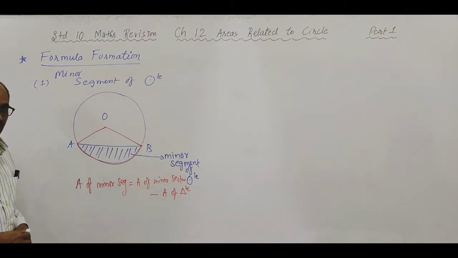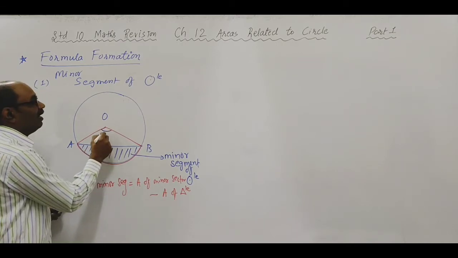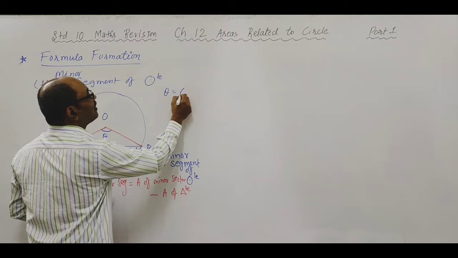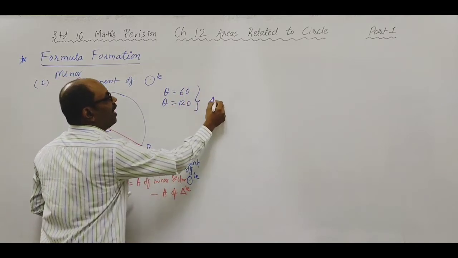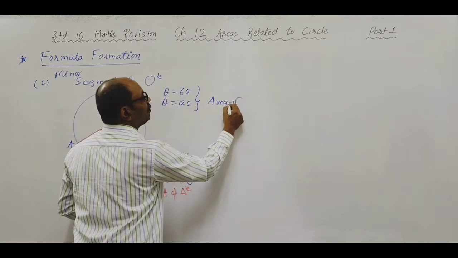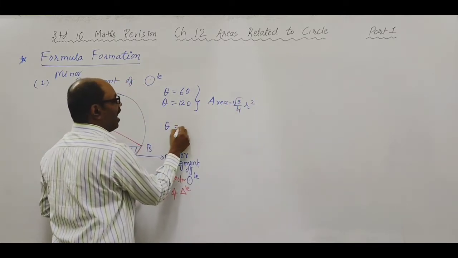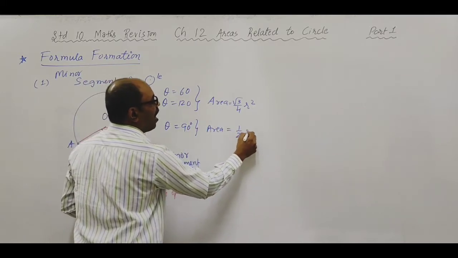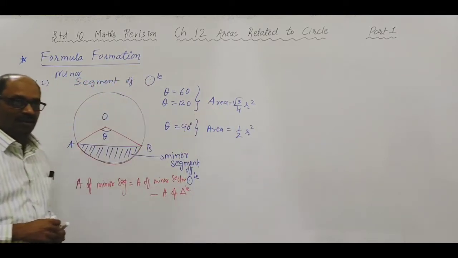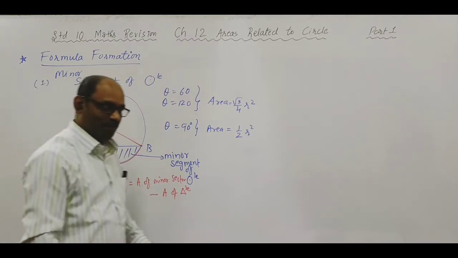Area of triangle. अच्छा, अब ये जो ट्राइंगल है ना, यहाँ थीटा है ना, so when theta is 60 and when theta is 120, its formula remains the same. Area is √3 by 4 r square. But when theta is 90 degree, the area formula for triangle is half r square. याद रखना. Remember this. I'm going to show you how it happens.